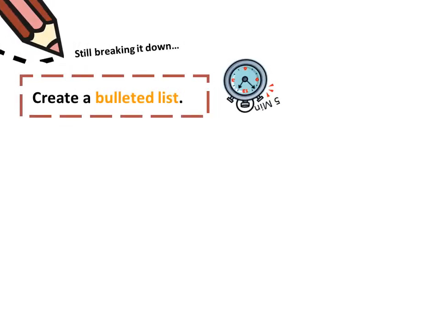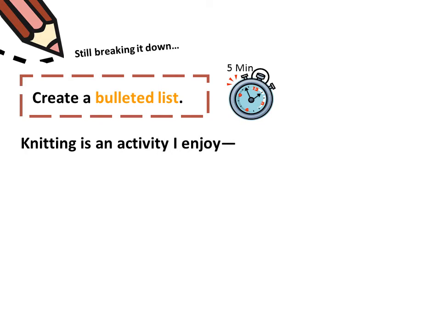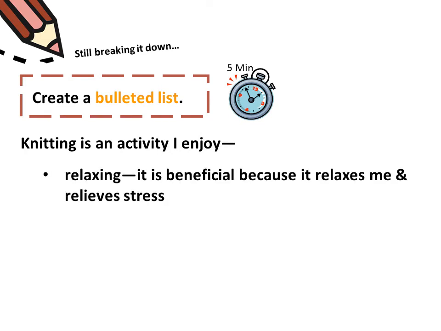Now, the final 5 minutes of the quickwrite are for creating a bulleted list. Here's what our writer came up with. Knitting is an activity I enjoy. Her first bullet point is relaxing. And then she elaborates on that. It is beneficial because it relaxes me and relieves stress.